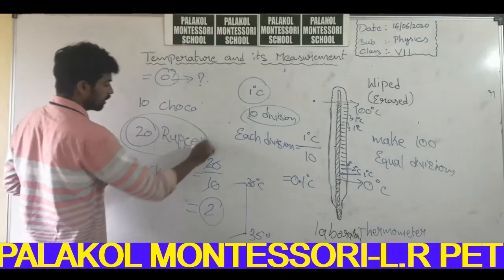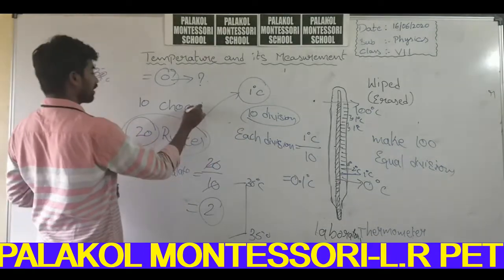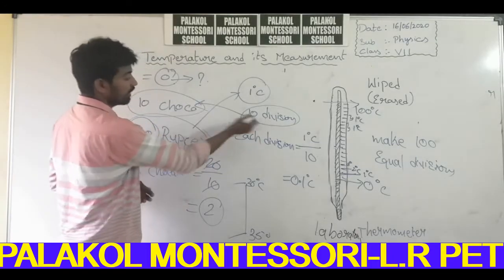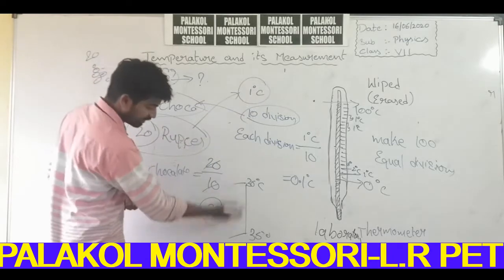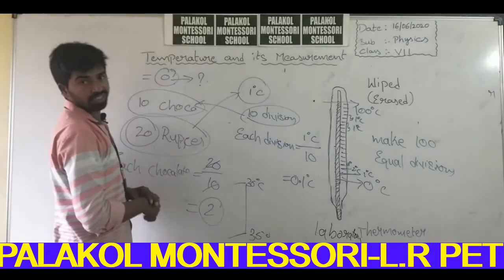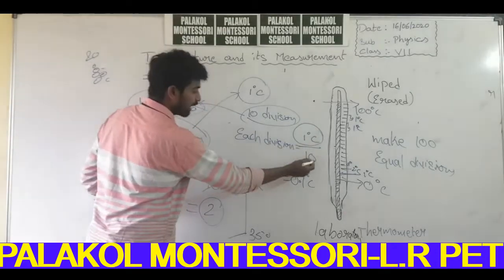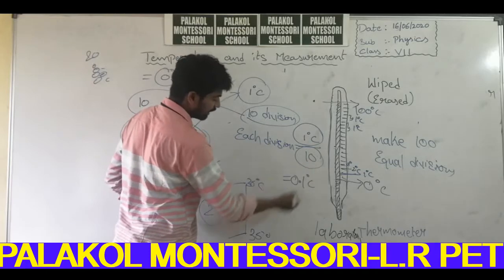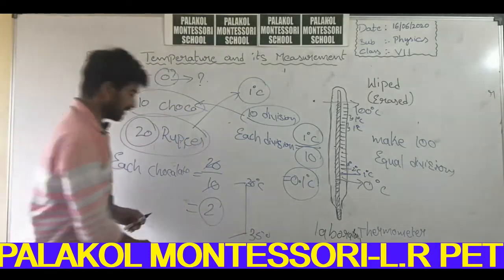What is the total cost? The total cost is 20 rupees. And how many chocolates are there? 10 chocolates are there. So, how many divisions are there? 10 divisions are there. So, 20 rupees is equivalent to the total distance between 35 degrees centigrade and 36 degrees centigrade. So, the total will be here, and the number of divisions will be taken in the denominator. So, 1 degree centigrade by 10 is equivalent to 0.1 degree centigrade.